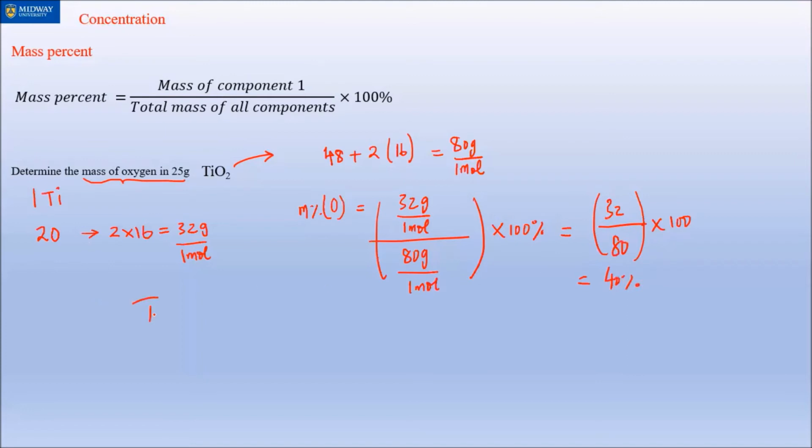So if the total mass is 25 grams, what's the mass of oxygen in it? Well, that's 25 grams times 40 over 100, which is 25 times 0.4, which is 10. So if you were to physically weigh 25 grams of this compound, 10 grams out of that 25 grams is your oxygen. And that's all this question is asking.